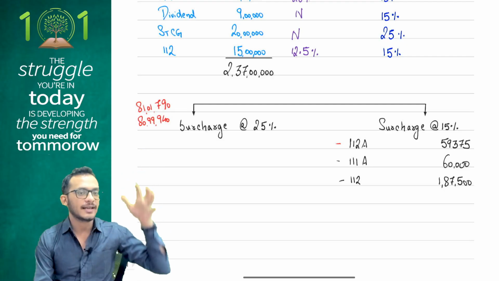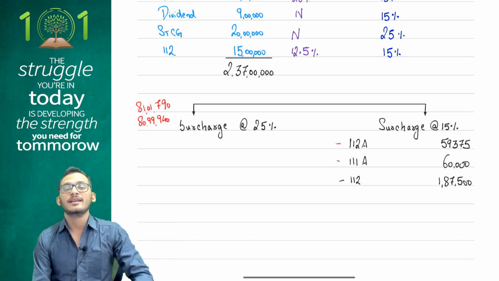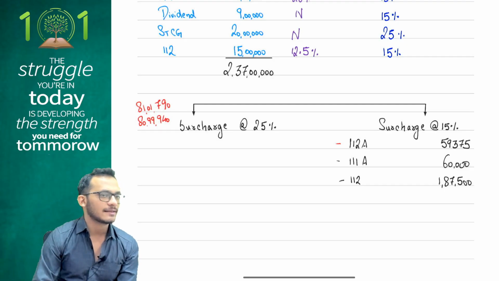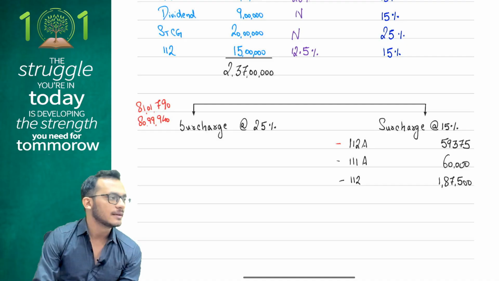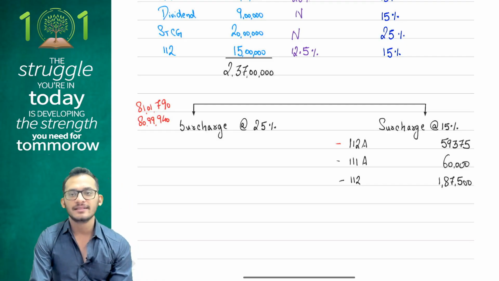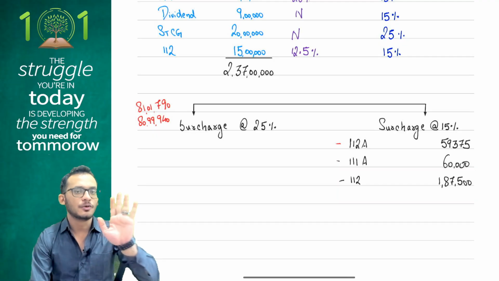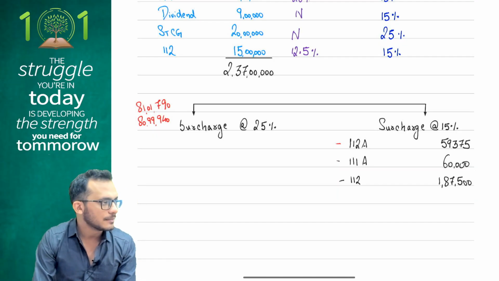We'll compute the full tax and we'll try to find out how much of this tax pertains to dividends and how much of this tax pertains to other incomes. Basically, we're doing an average rate model. That's the right way. That is what the income tax portal also says.